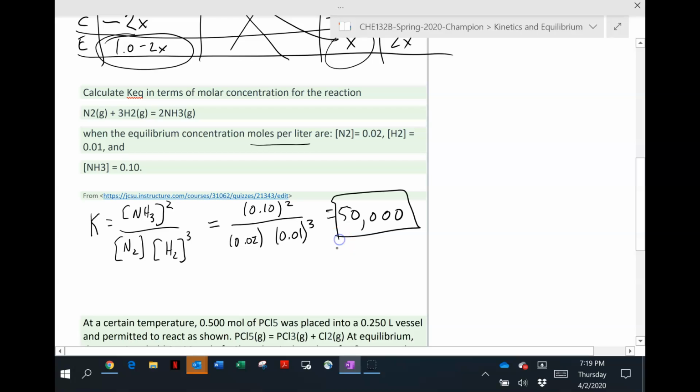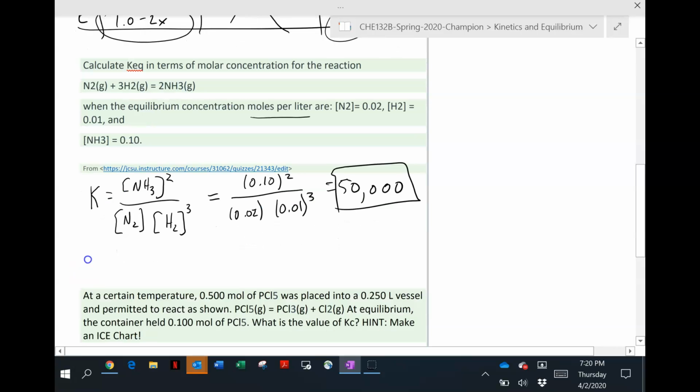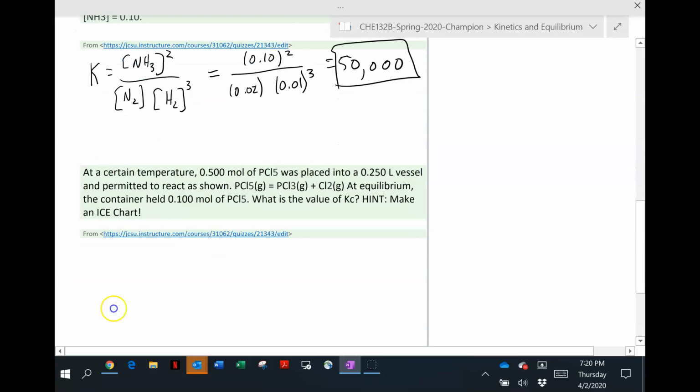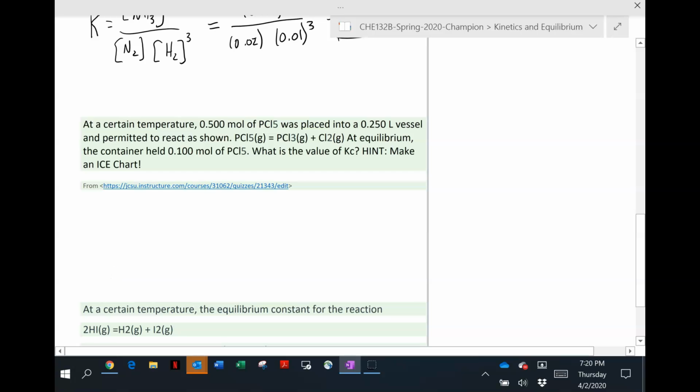And the equilibrium constant doesn't have units. So if you got a different answer from 50,000, you need to check your math. Again, this is a good thing to practice your use of your calculator with. That is not a trivial part of solving these problems. You've got to be good friends with your calculator. All right, so let's move on to our next one.